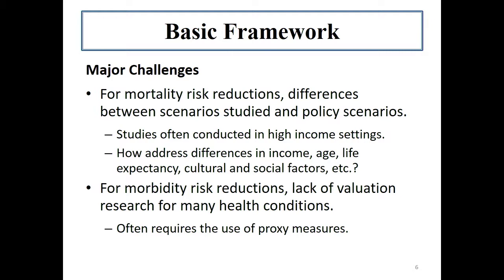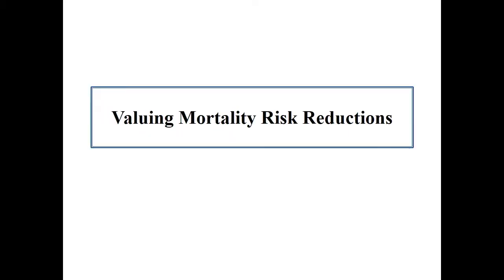So the question is, how do we do these transfers in a way that is as valid as possible? For morbidity risk reductions, even in high-income economies, we have very few studies of individual willingness to pay, and often use proxy measures, including cost of illness estimates or monetized QALYs, which we'll talk more about later.